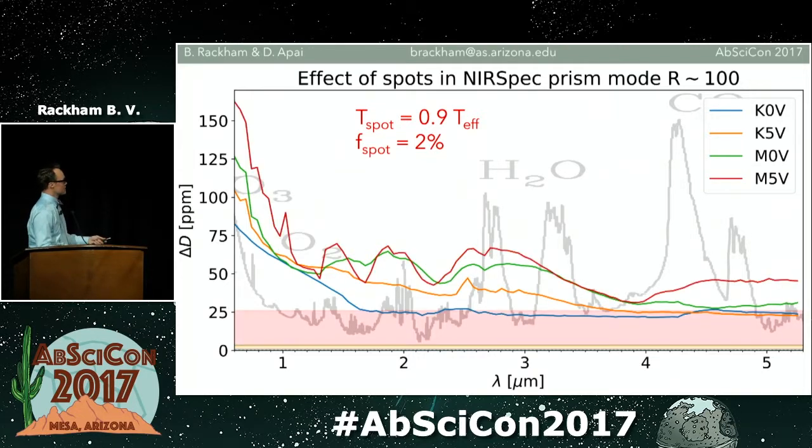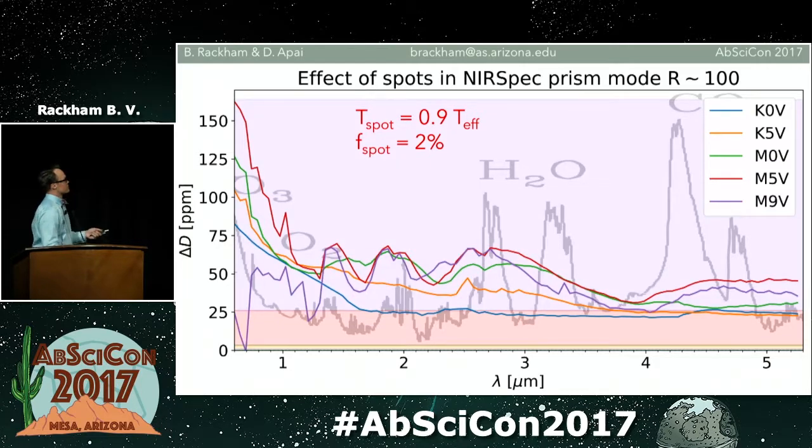We go to mid-M dwarfs, the situation is the same, except now we're getting a much larger delta D produced by the planet. That's going to help us. And finally, at the very coolest M dwarfs, our delta D from the planet finally overcomes the delta D produced by the star, but still we're looking at a stellar signal that's a significant fraction of the planetary signal we're trying to measure.